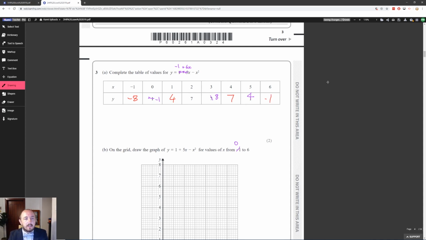So for these ones in red here, you might want to put some working in, like for the 4, for example, -1 plus 6 lots of 4 minus 4 squared, so that you can get that 7 there.